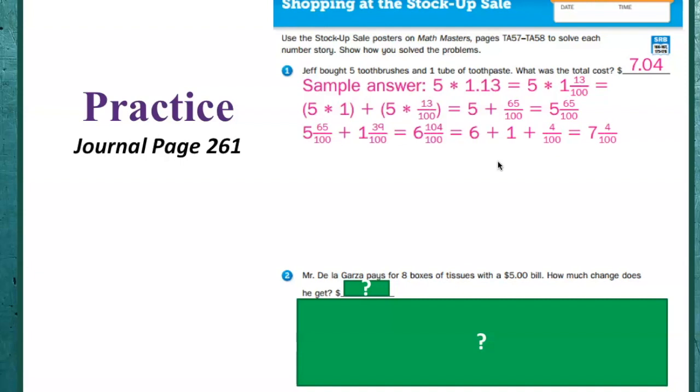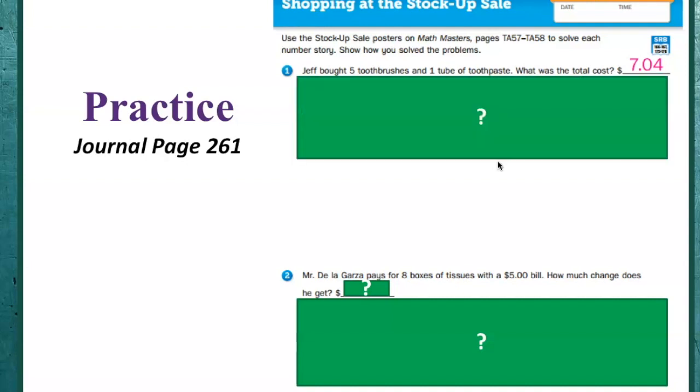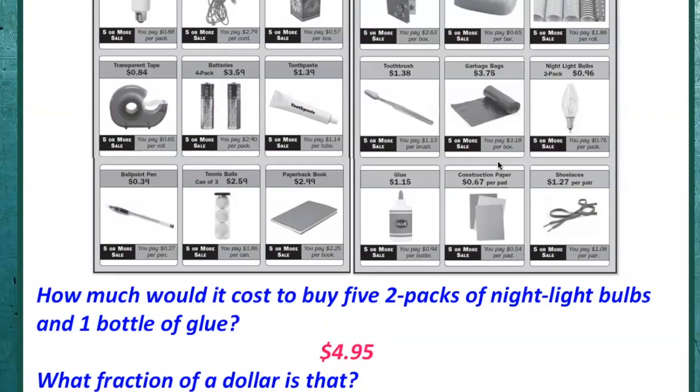Okay, hopefully you were able to try number 2, 3, and 4. So number 2 says Mr. De La Garza pays for 8 boxes of tissues with a $5 bill. How much change does she get, or does he get? So I already know that I'm going to use the discounted price for tissues, and I'm going to be subtracting at the end because we're looking for how much change.